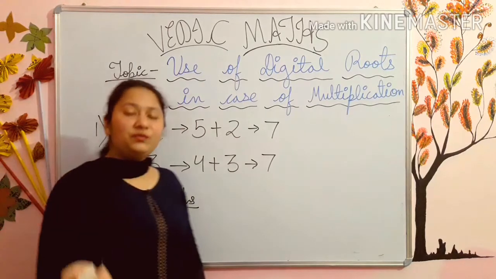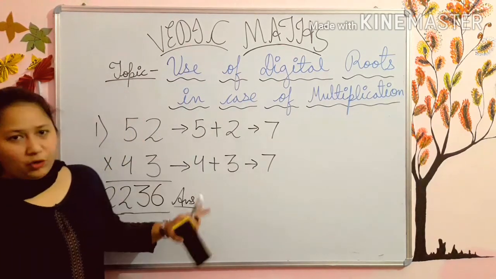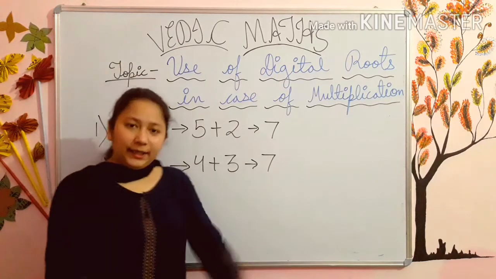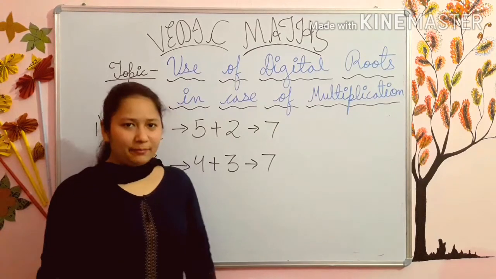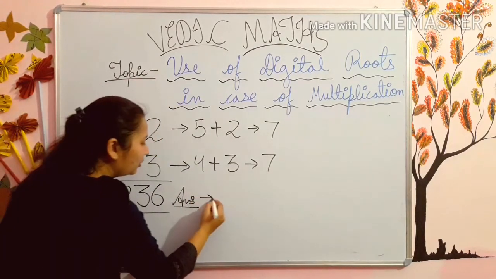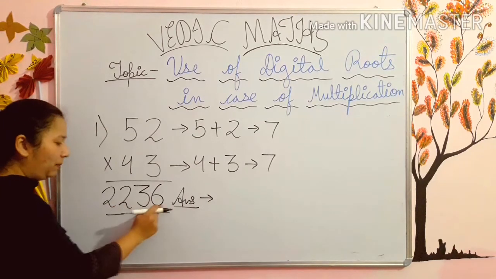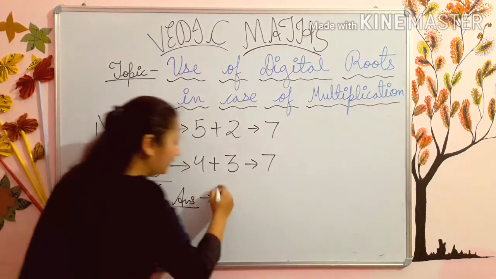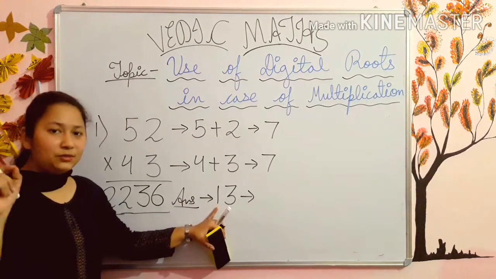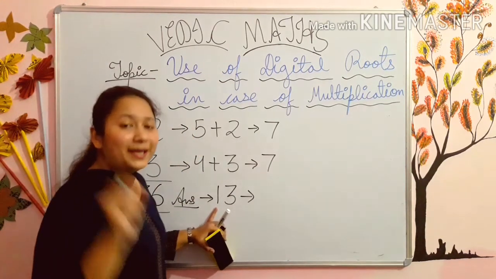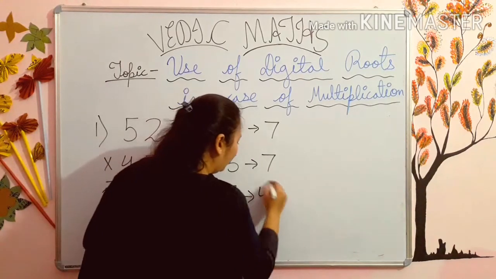In my previous videos also we have discussed many times that if you want to find the digital root of any number, you have to add each and every digit of that number. Find the digital root of this number now. 2 plus 2, 4, 4 plus 6, 10, 10 plus 3, 13. Now this is not a digital root, as you know. Digital root should be a single digit number. So 3 plus 1, 4.